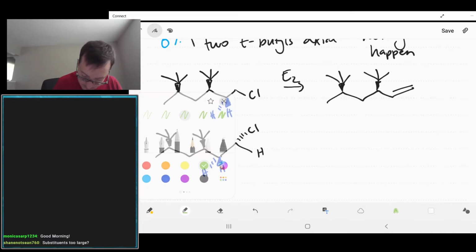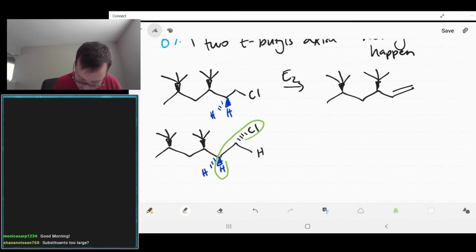Now we have an anti-periplanar arrangement, just rotating that carbon around. So remember, undrawn, we had these things. So if I just rotate it, I'm going to rotate it this way, clockwise. Forget it, I'm not going to try and explain it. I'm just going to rotate it.